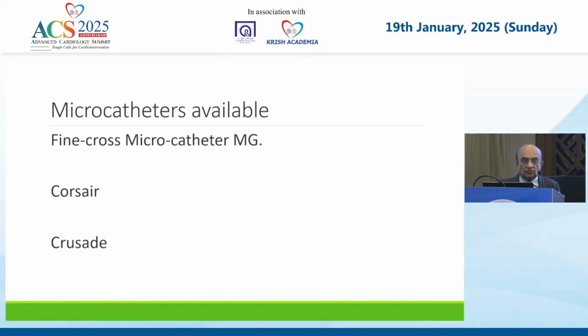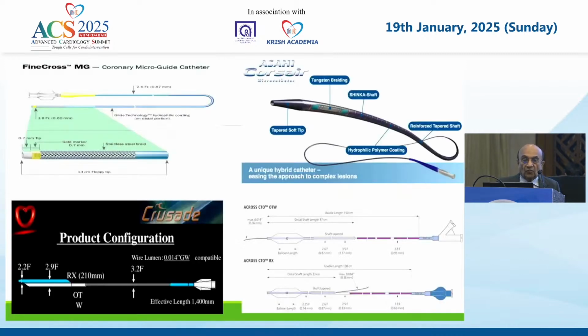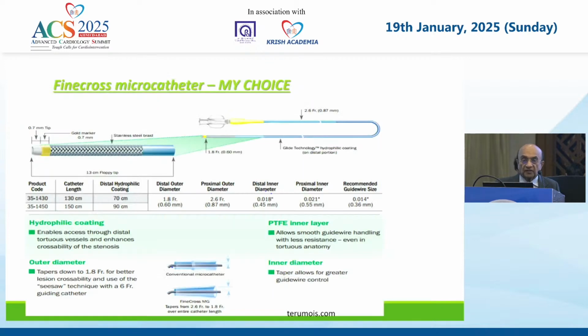There are three microcatheters which I have addressed: Fine Cross, Corsair, Crusade, and the latest is Corsair Pro XS. Corsair Pro XS is now my preferred microcatheter. Before it came in, Fine Cross was my preferred microcatheter. And why was Fine Cross my preferred microcatheter?